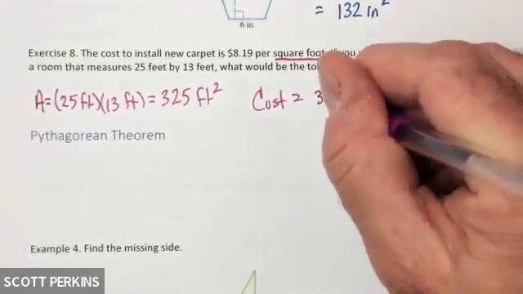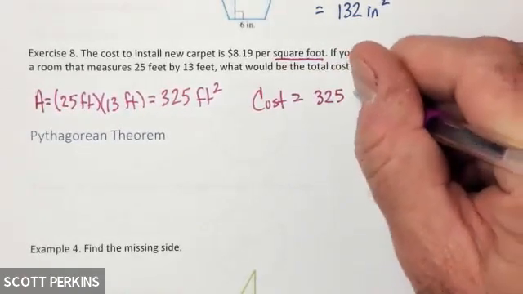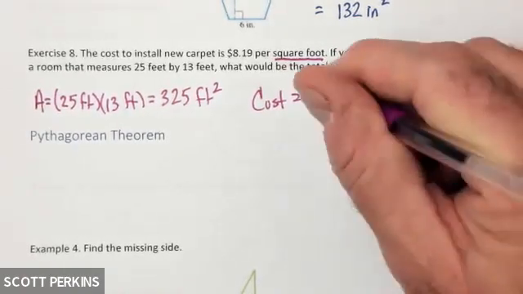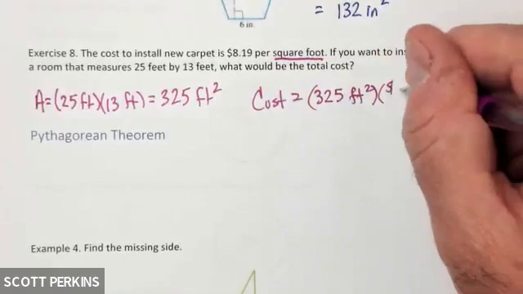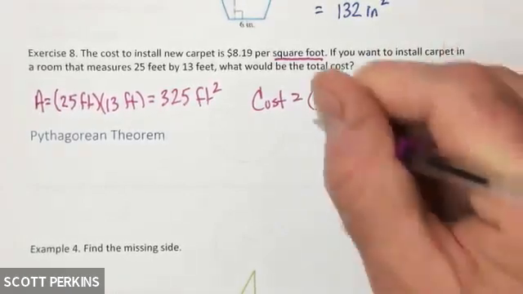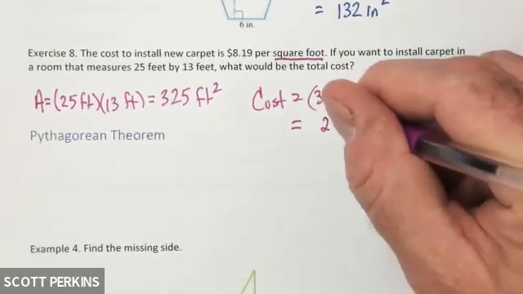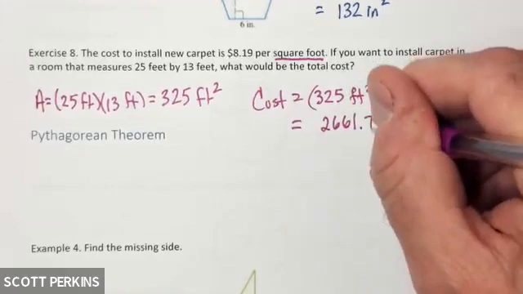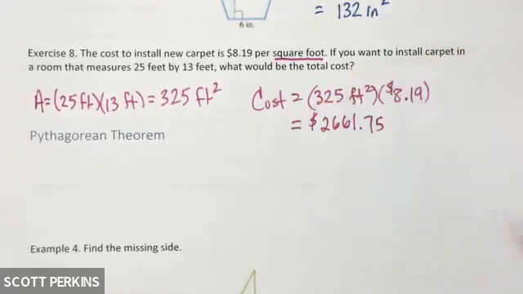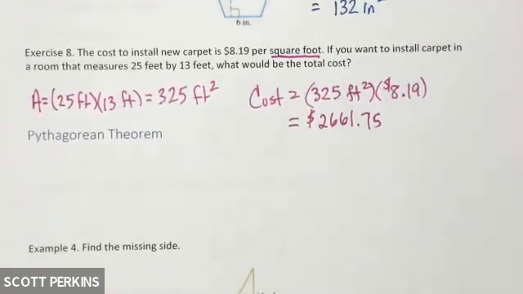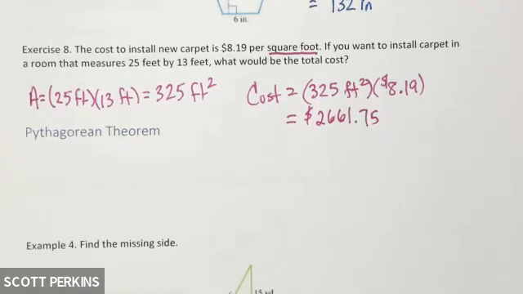Each of those 325 square feet is going to cost me $8.19. So I take that 325 feet squared and I multiply it by $8.19. And that's going to come up with what? Did I hear you right? $2,661.75. Perfect. Great job. Any questions about a problem like that?